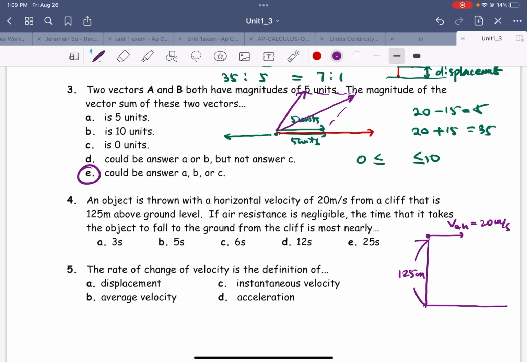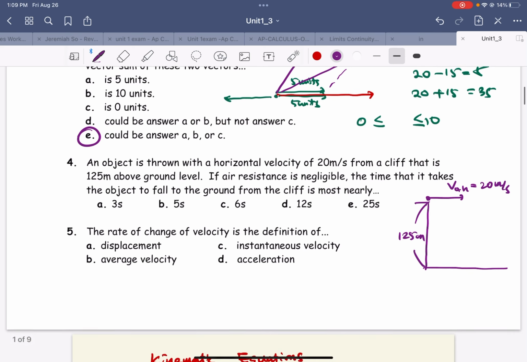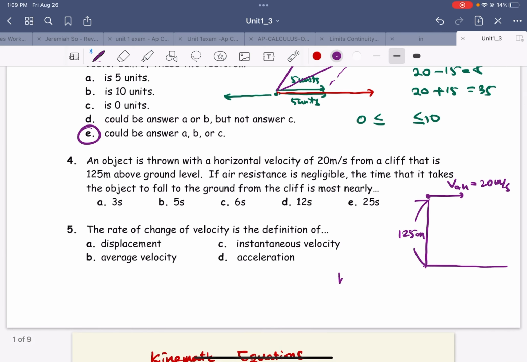The question is, we need to find out the time when it falls on the ground. Okay? So the formula you need is, let's say, h of t is initial plus v naught t plus 1/2 a t squared. I'm going to use it, your acceleration is gravity, which is negative 10.